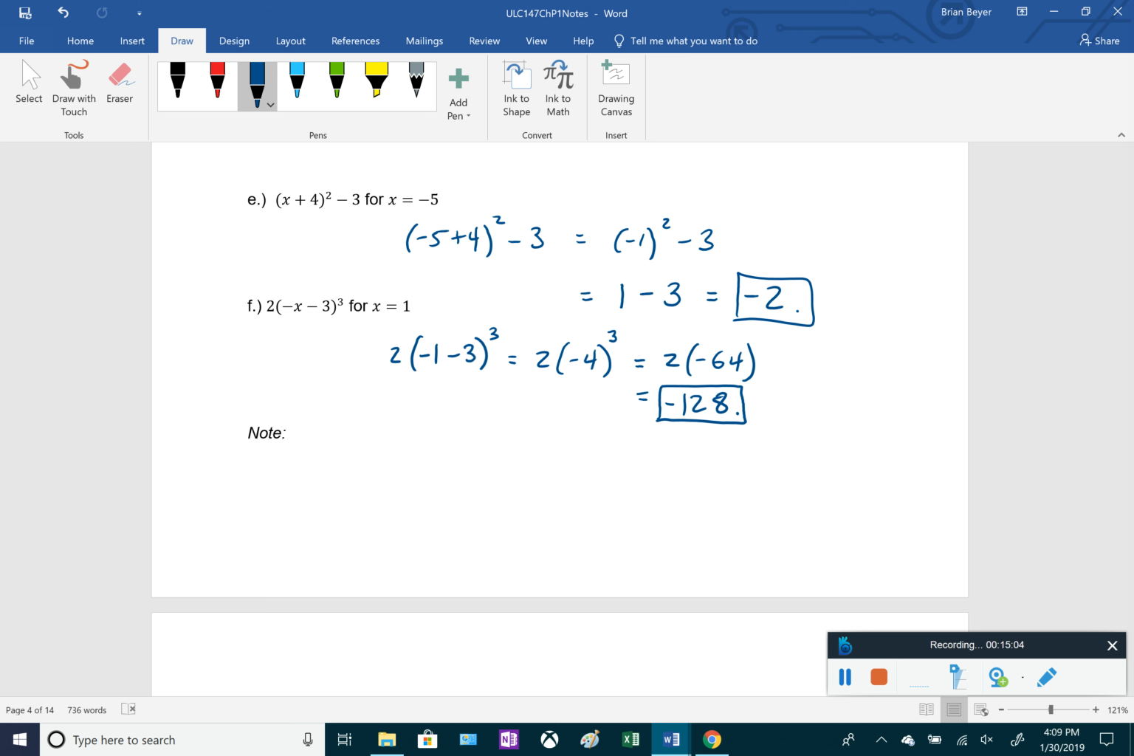Okay, and then just an important note that I'm going to write down here. Negative x squared equals negative and then x squared, meaning it's going to be negative. This is not the same thing as negative x in parentheses and then squared, because this is equal to positive x squared. So parentheses 100% matter.